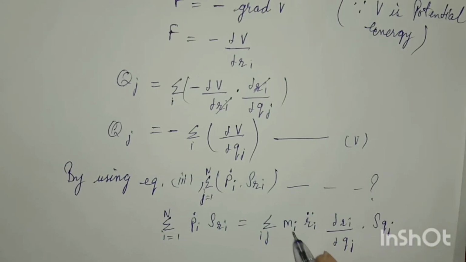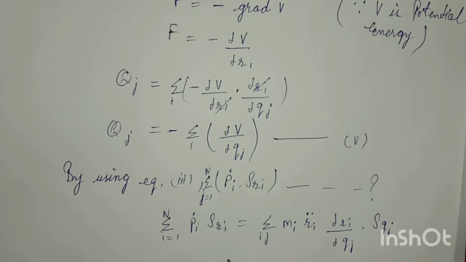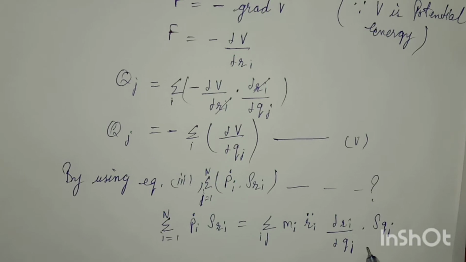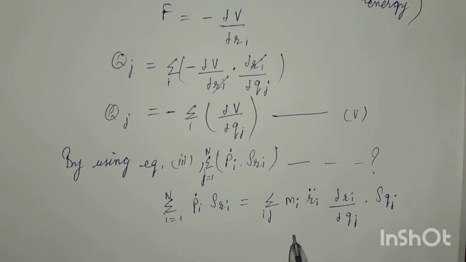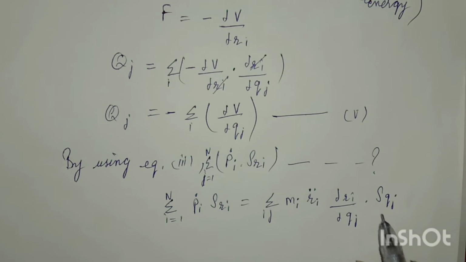This is the value of change in momentum, which is Pi dot, which is equal to mi Ri double dot, and this whole is the value of delta Ri, which is equal to ∂Ri upon ∂Qj into delta Qj. Now we have to find the value of all this equation. For this, we have to apply the UV formula, that means the chain rule, on this equation.